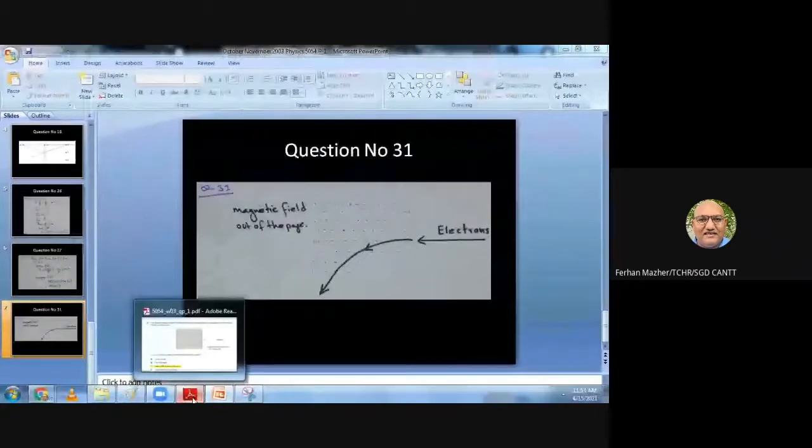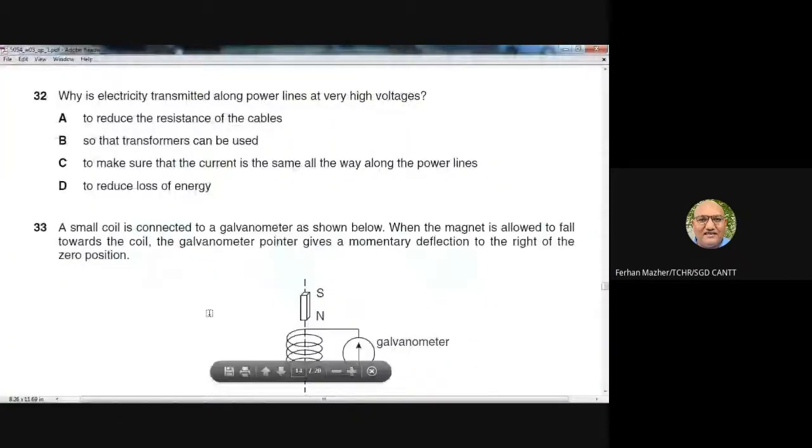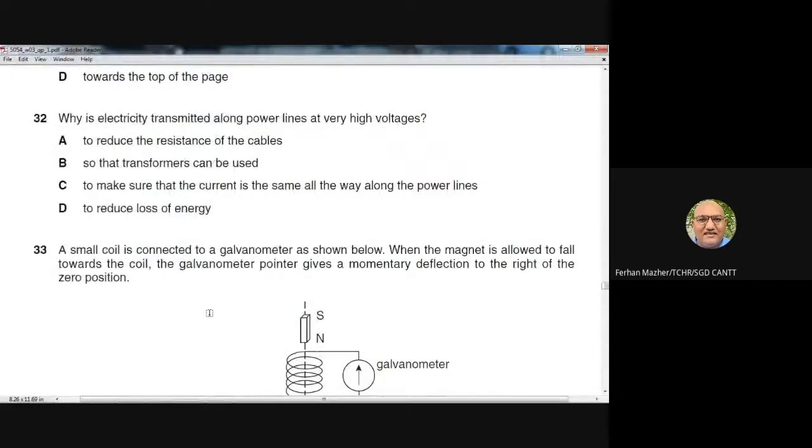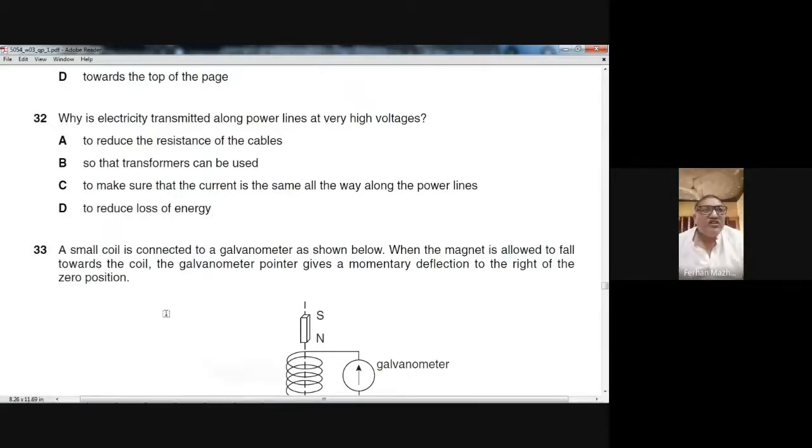Question number 32 is on your screen. Why is electricity transmitted along the power lines at very high voltage? We use a step-up transformer to increase the voltage before sending the electricity into the transmission line. We increase the voltage because then the current reduces, and when the current reduces, the power loss, given by the formula P equals I squared R, is reduced. So D is the right option, to reduce the loss of energy. Question number 32, D is the option.